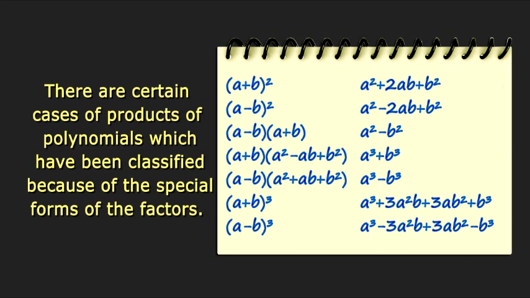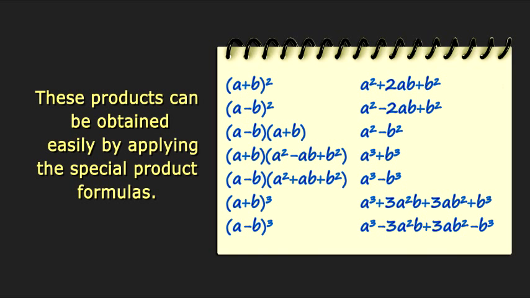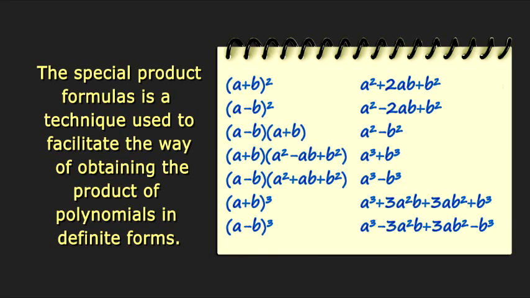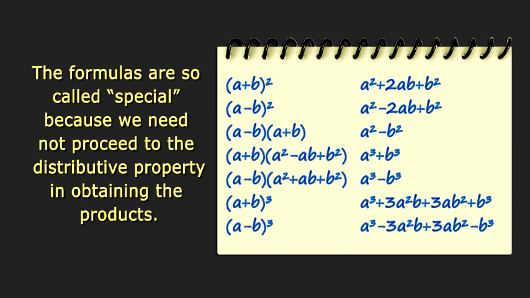There are certain cases of products of polynomials which have been classified because of the special forms of the factors. These products can be obtained easily by applying the special product formulas. The special product formulas is a technique used to facilitate the way of obtaining the product of polynomials in definite forms. The formulas are so-called special because we need not proceed to the distributive property in obtaining the product.